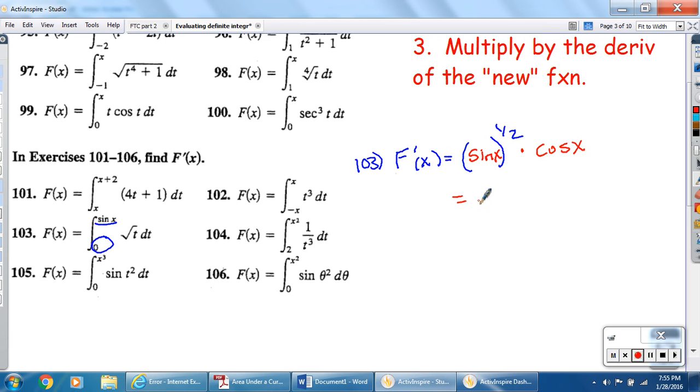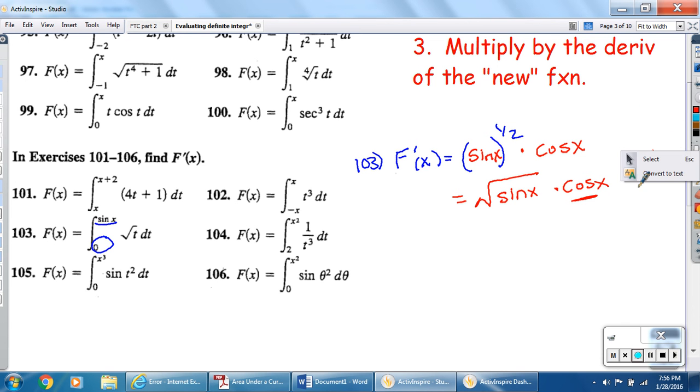So when we clean that up, we can put the radical back on and make that the square root of sine x multiplied by cosine x. This is one of the first cases where we've seen that third step become very important, because the derivative of the new function is not just 1 like it has been in every other case. So pay attention to that.